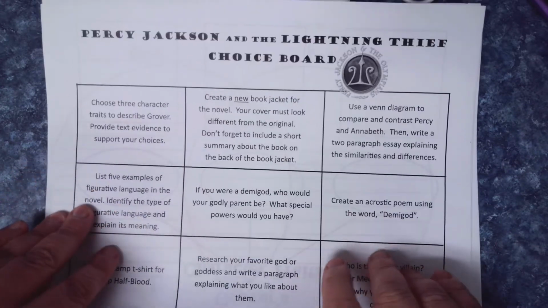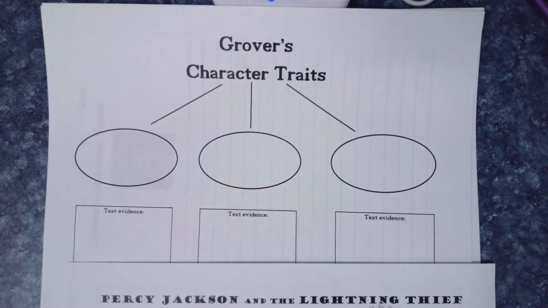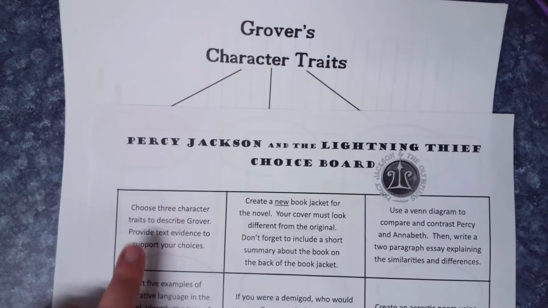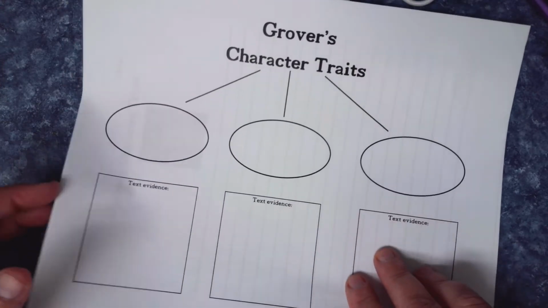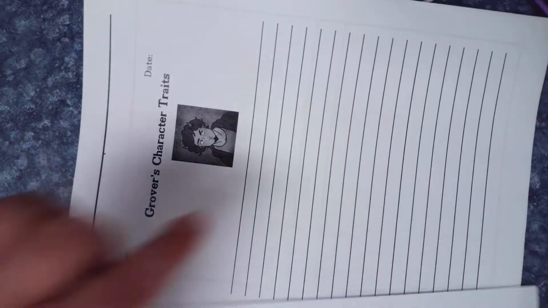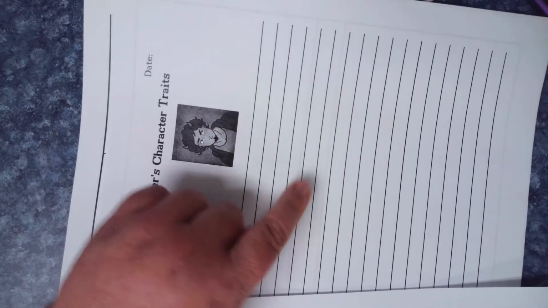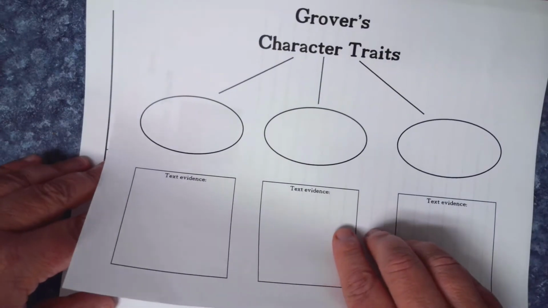And inside your packet, you have these 9 choices. And you will look through to see, because I'll be going back and forth. If you want to do the first one, which is 3 character traits, you're going to need this paper and this paper. So you're going to need to do your organizer. Then you're going to need to write it in complete sentences on the lined paper that goes with it. Okay, so that's on character traits.